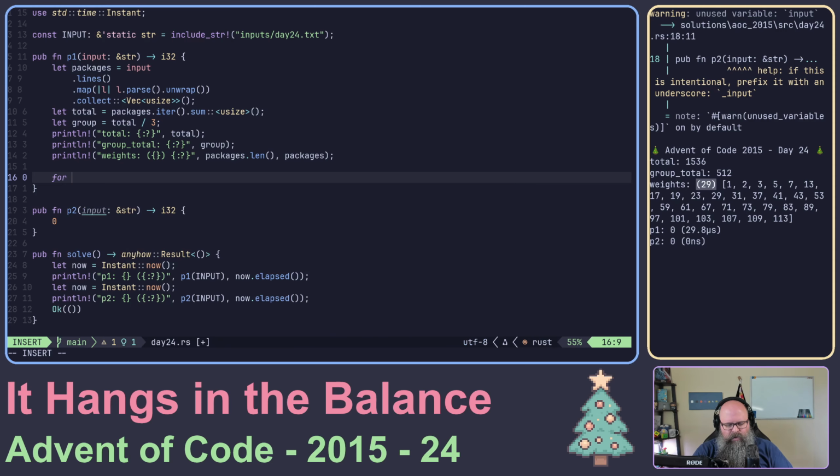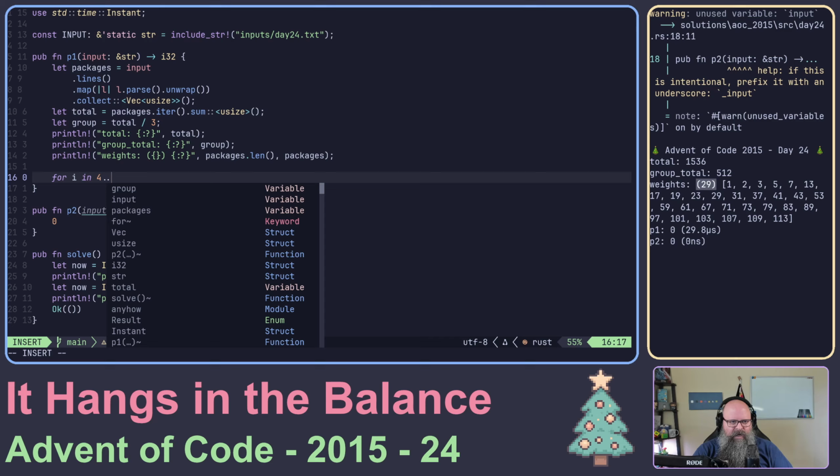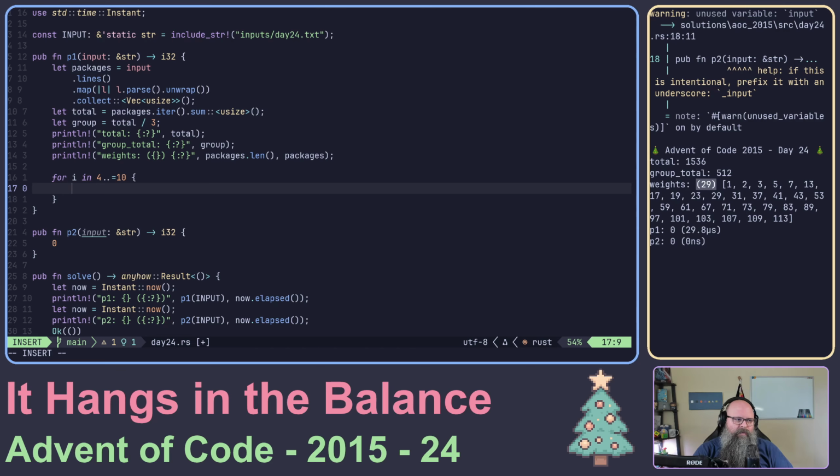for i in 4..10. Oh, it would be 9, right? Because if it was 10, the others would have to be some combination of 10 and 9. So it is 9. Does that make sense?